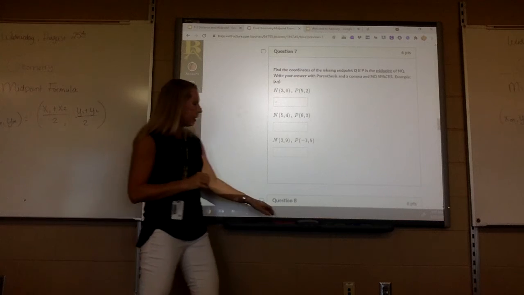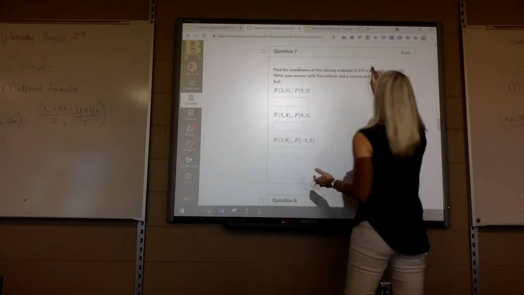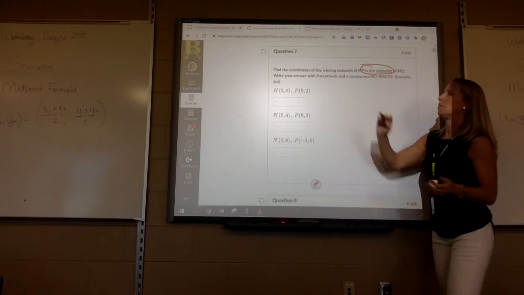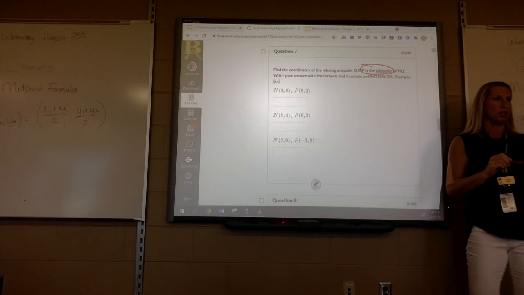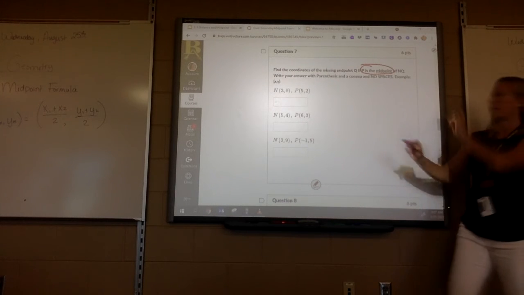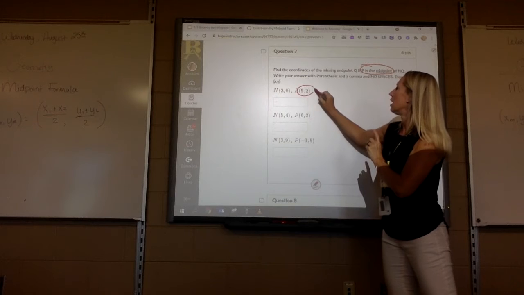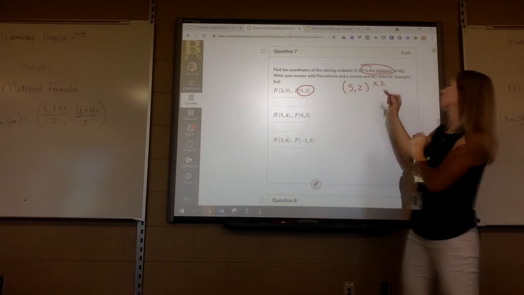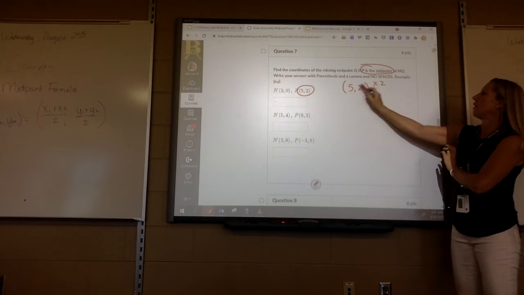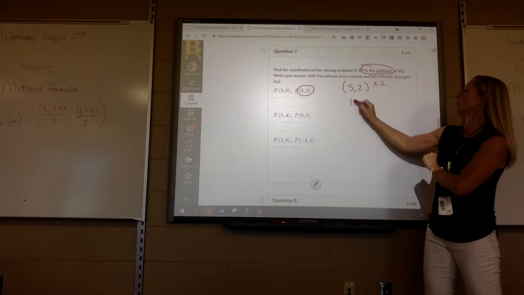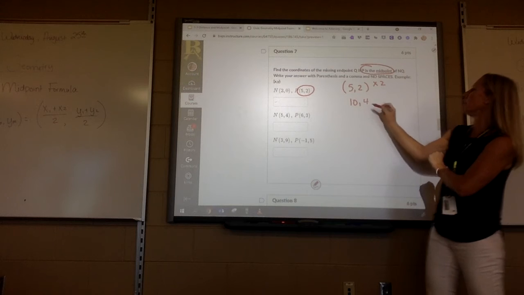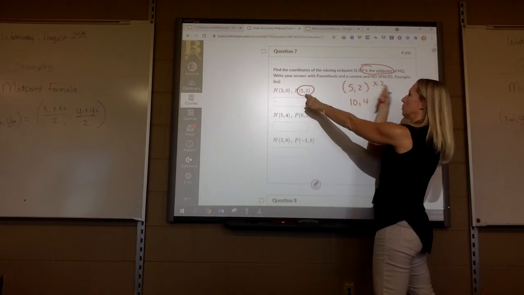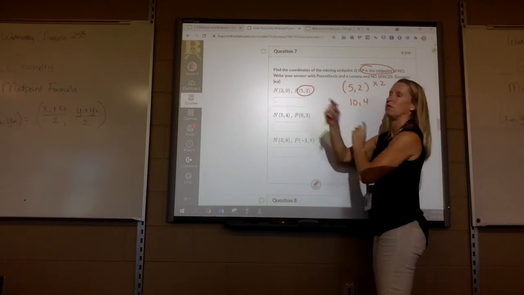It says P is the midpoint. So you got to pay attention to which letter is the midpoint. This says P is the midpoint. So that's the one you times by 2. So number 7, I'm going to go to P and I'm going to times it by 2. So 5 comma 2 times 2. What's 5 times 2? 10. What's 2 times 2? 4. So you take your midpoint times by 2, and then do you remember what to do with the endpoint?